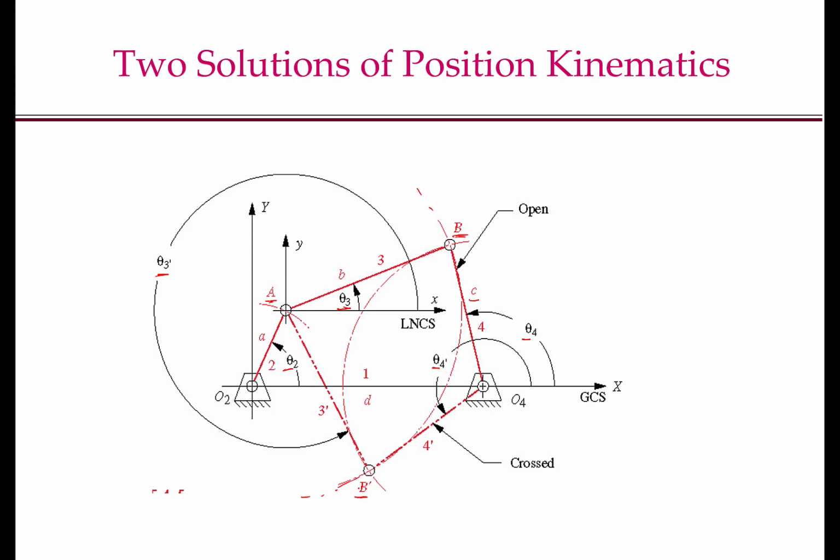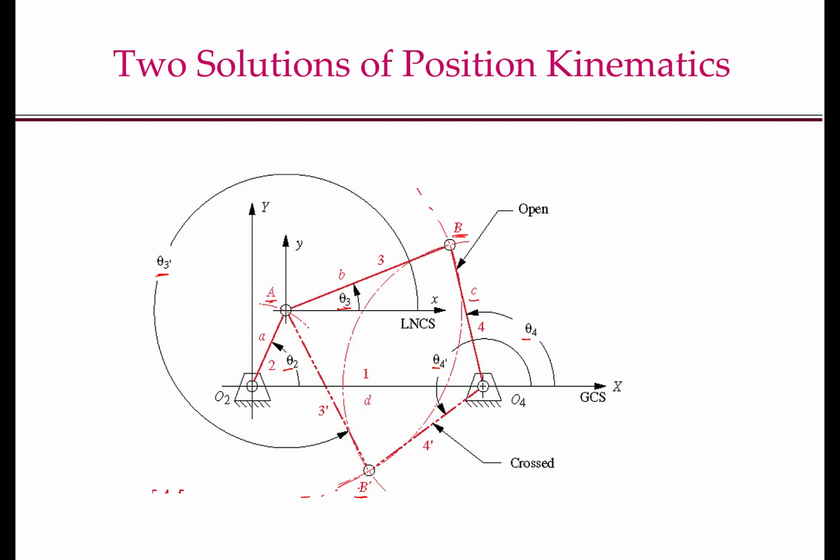It is also possible that the two circles just touch each other and they don't intersect. If the two circles touch each other, it means that AB and BO4 are collinear. In other words, the coupler and the output link are collinear. This is called a stationary configuration or toggle configuration of the 4-bar mechanism, and we will talk about it in much detail later on.